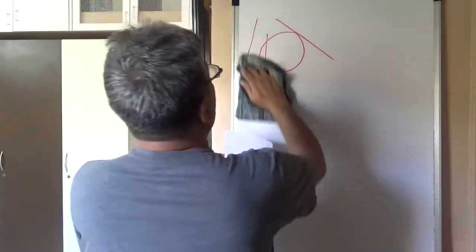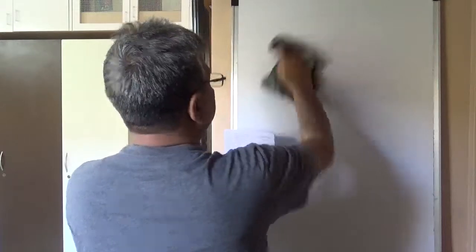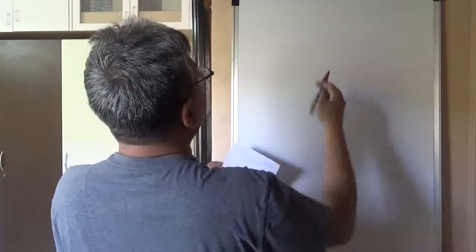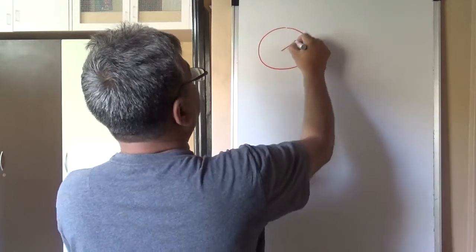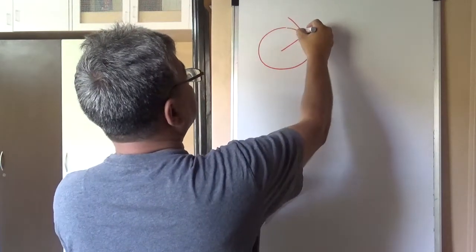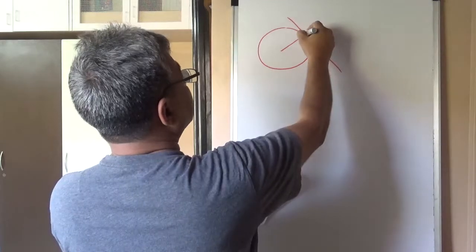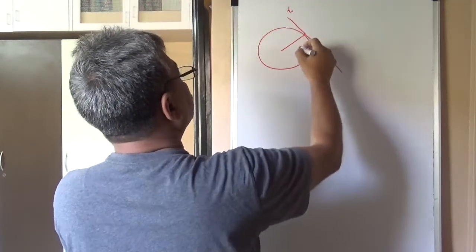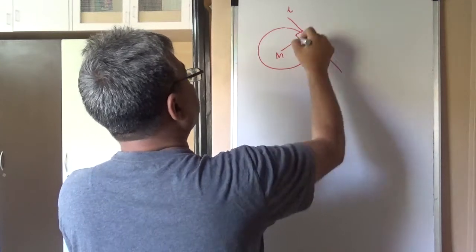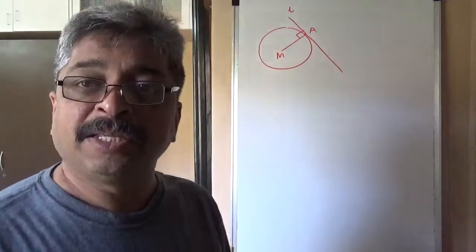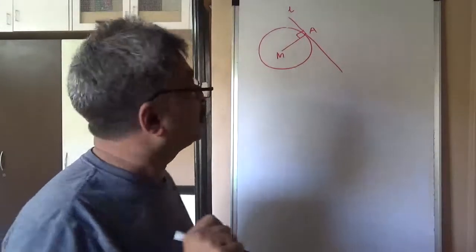So if this is the definition of tangent, then we have a theorem that to a circle, if we draw any radius and draw a line which is perpendicular to this radius, this line L perpendicular to the radius segment, say MA, then that line is tangent to the circle.